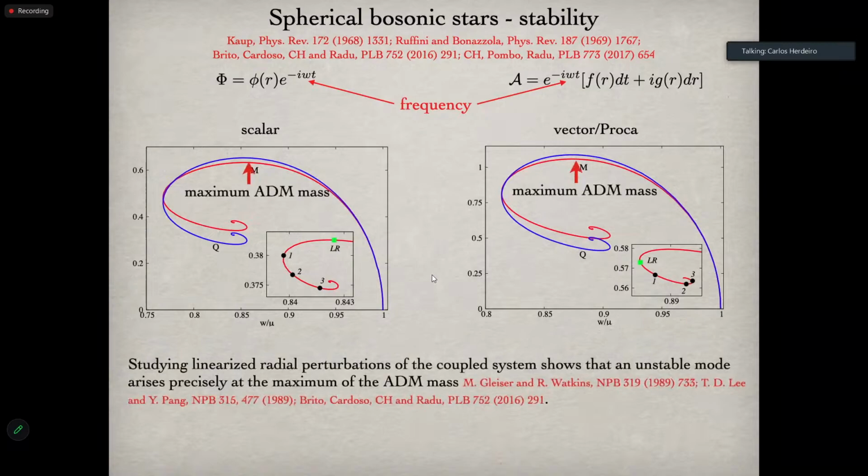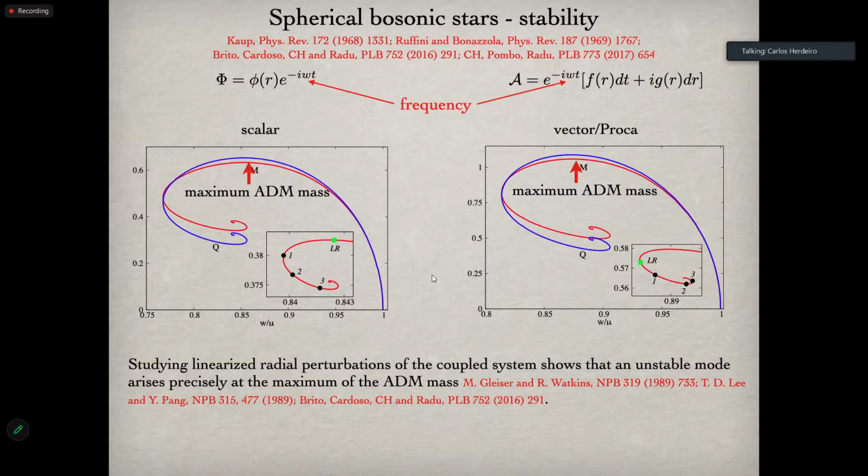What has been known for many years is that when you study linearized radial perturbations of the coupled matter gravity system, there is an unstable mode that arises precisely at the maximum of the ADM mass. These are the simplest, what's called the fundamental family of solutions, meaning they have the minimum number of nodes for the radial function in spherical symmetry.